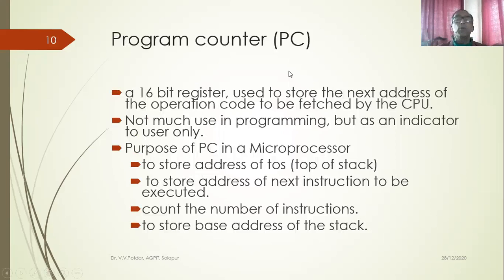Then you have a program counter. A 16-bit register used to store the next address of the operation code to be fetched by the CPU. Not much use in programming. The counter does not have much use in programming, but as an indicator to the user only. The purpose of the program counter in a microprocessor is to store the address of the next instruction to be executed. It also has a function of counting the number of instructions.